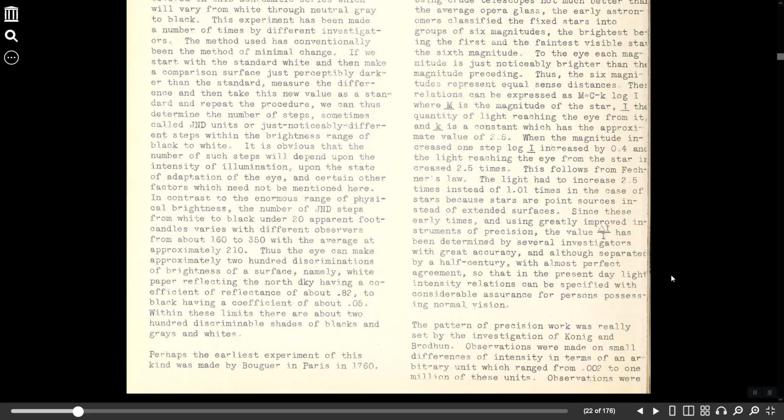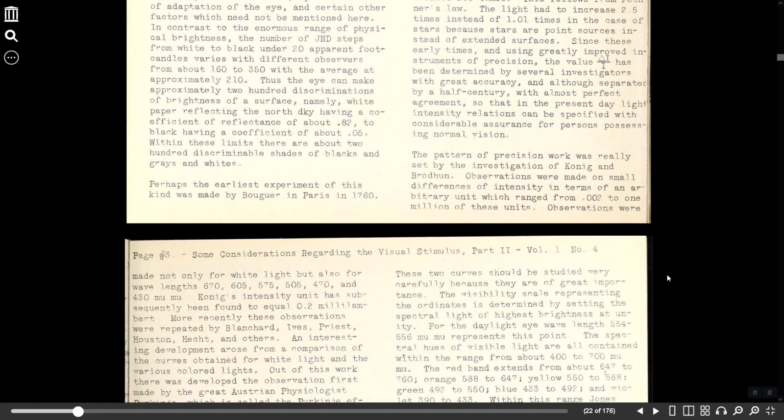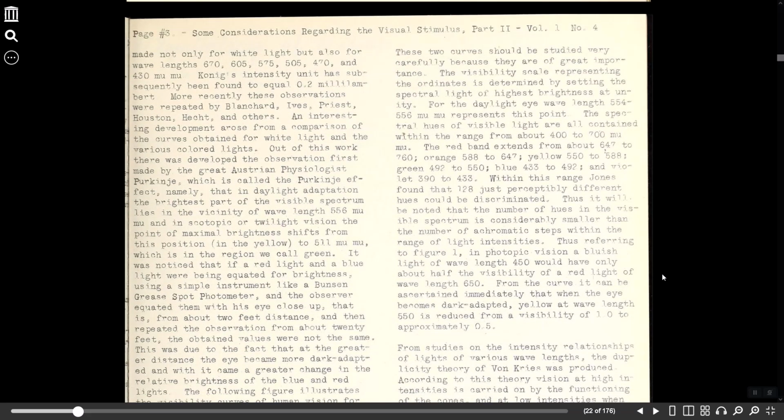Observations were made on some small differences of intensity in terms of an arbitrary unit which ranged from 0.002 to 1 millionth of these units. Observations were made not only for white light but also for wavelengths 670, 605, 575, 505, 470, and 430 mu. Koenig's intensity unit has subsequently been found to equal 0. millilambert. More recently, these observations were repeated by Blanchard, Ives, Priest, Houston, Hecht, and others.